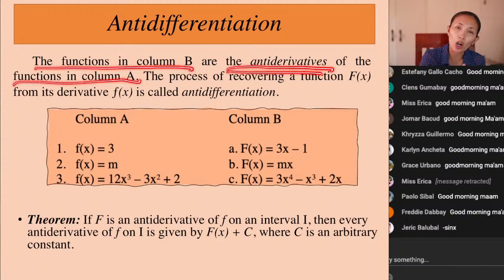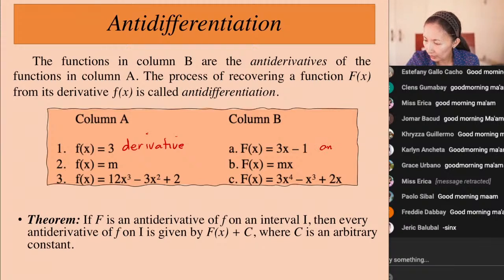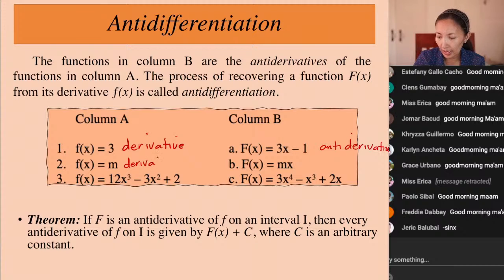And the process, so it's the opposite this time. We're given the derivative, we are to look for the original function, that general function given this derivative. So going back, this is the derivative and this is the antiderivative. So for column A, derivative versus antiderivative. In like manner, for letter B, this is the derivative and the antiderivative is mx. Okay?